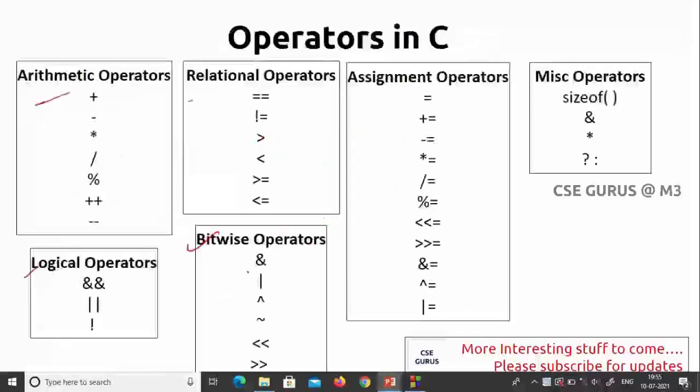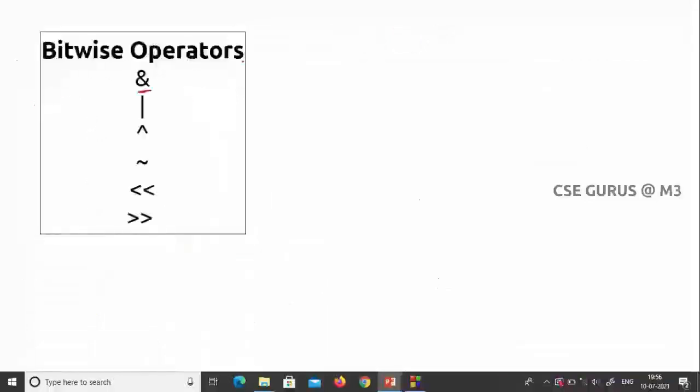Now we'll see bitwise operators, and especially the tilde or negation operator, and how it will react. These are bitwise operators. They operate according to the bit value of a number. I'll show you how it will be considered. We'll take an example: A is 5, B is 6.